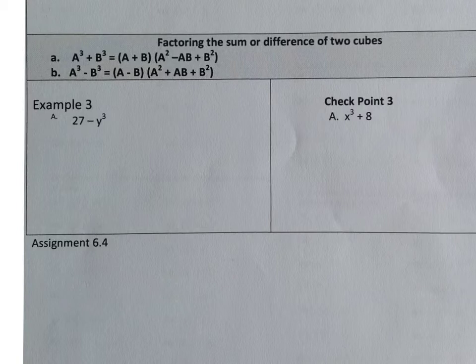And so if we're looking at it, we're using this formula. We're going to do minus y because it's already in our y cubed, so b is going to be y. And so you have a minus b and then a squared plus ab plus b squared to do. But we've got to find our a and our b.